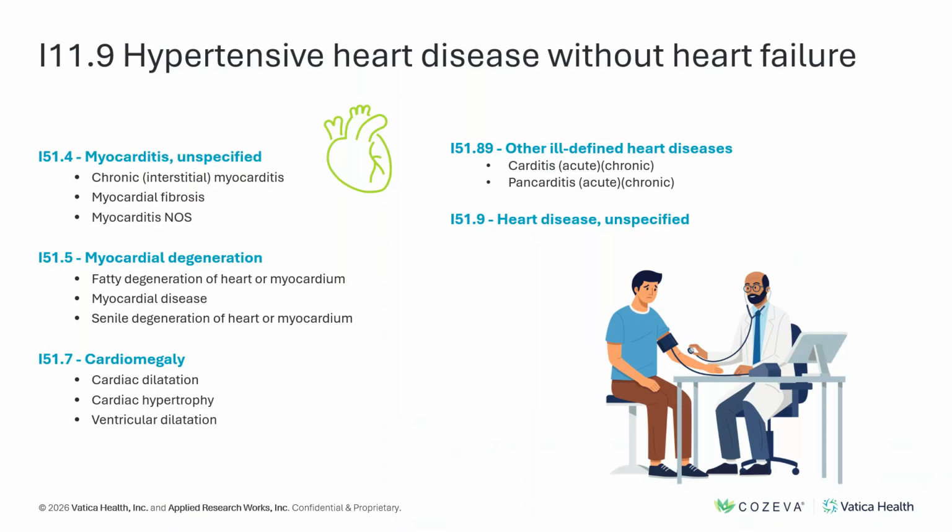Now, if in your clinical judgment, another heart condition is related to the patient's hypertension, but it's not one of the conditions specifically linked by the ICD-10 classification, then you document that relationship using terms like with, associated with, or due to. And that documentation allows a coder to assign the appropriate hypertensive heart disease combination code.